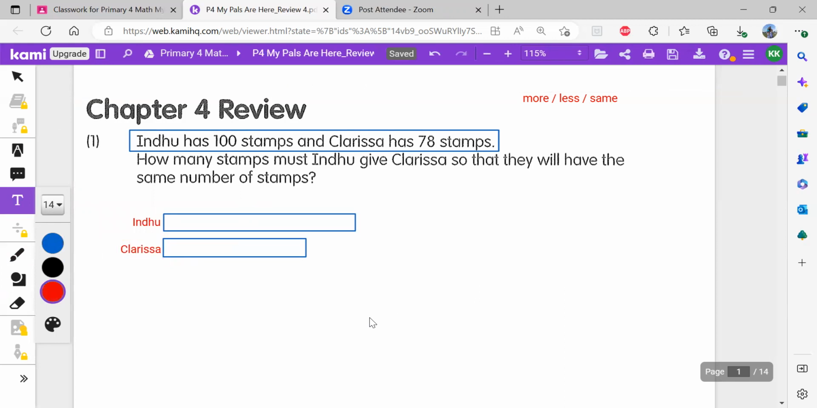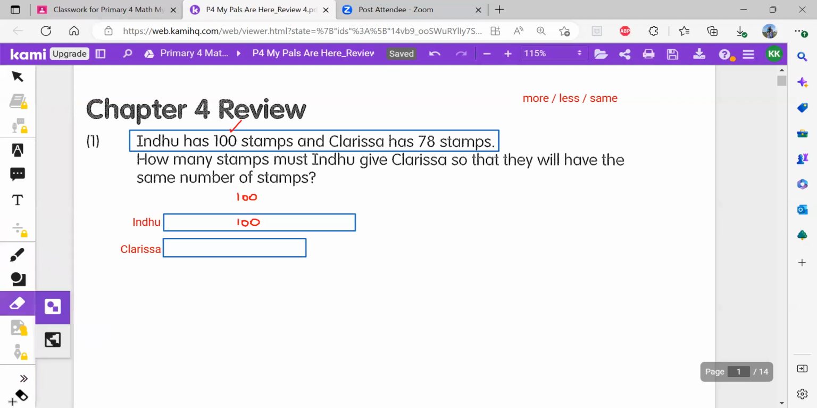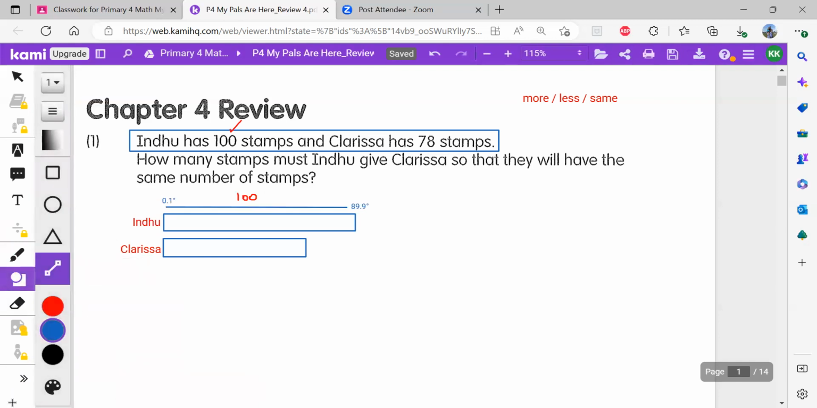After labeling, now we want to put in more information. We haven't finished writing down the information. There is this information which says that there is 100 stamps. I want to indicate 100 stamps onto my model. Now, there's two ways of indicating 100. I can either write 100 inside the model, or I can write 100 outside the model. Now, which is better? I will choose to write the 100 outside the model. Okay, I'll write it outside the model like this. And then show that this is 100.